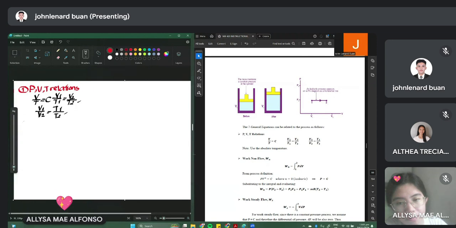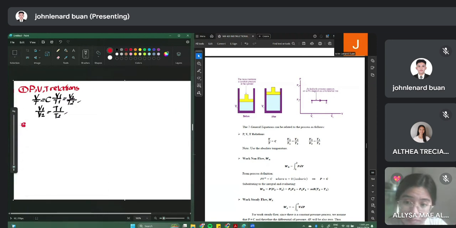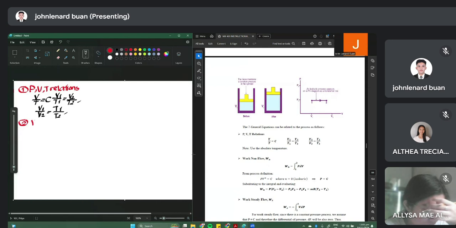Alright. So, next one for the 7, sorry, 3 agad. 2. Okay? Is the work done flow. Okay, hindi pa na. Ilagay ko na lang yung symbol ni work done flow, which is Wn or W subscript n. Okay, so from its general equation na Wn is equal to integral ng PdV, okay, from 1 to 2.